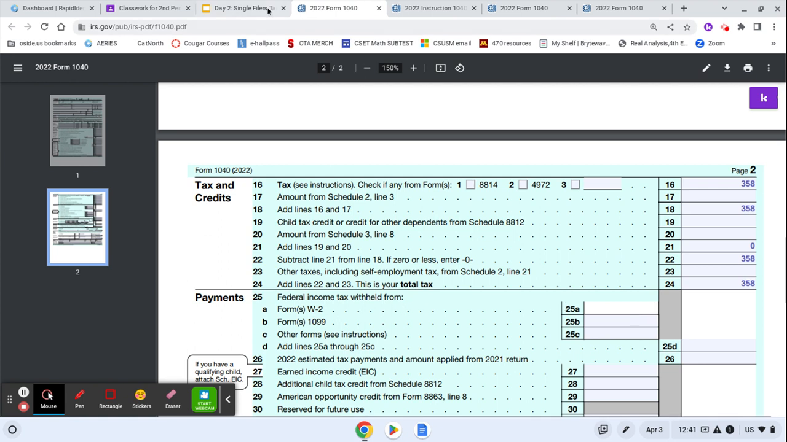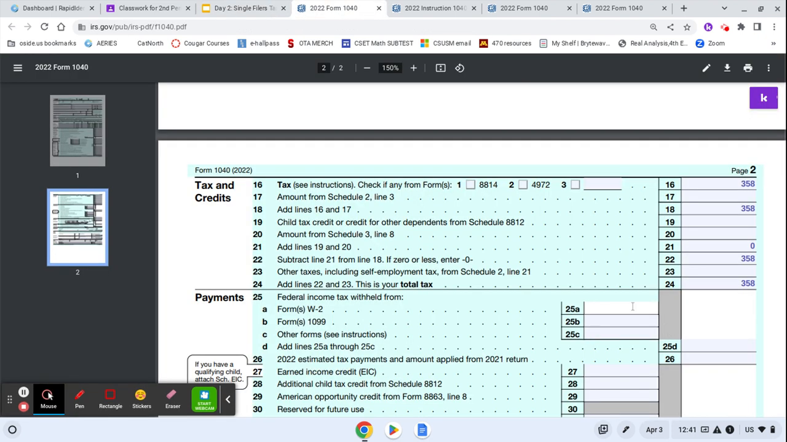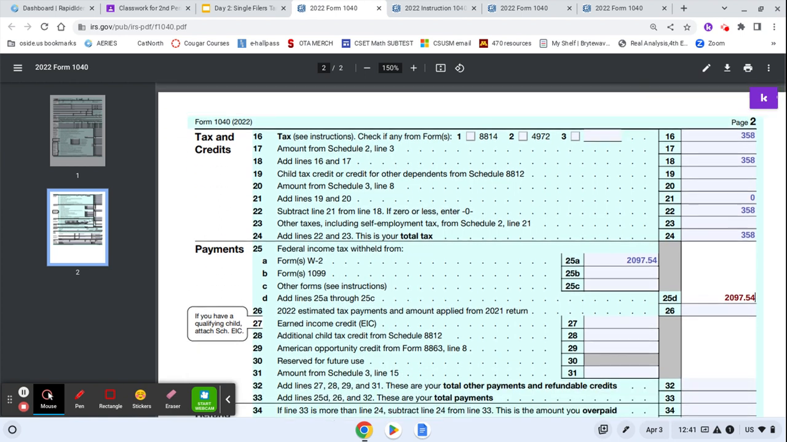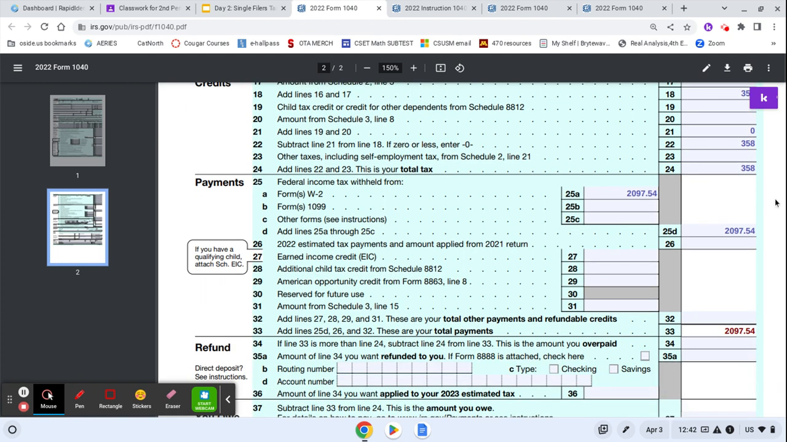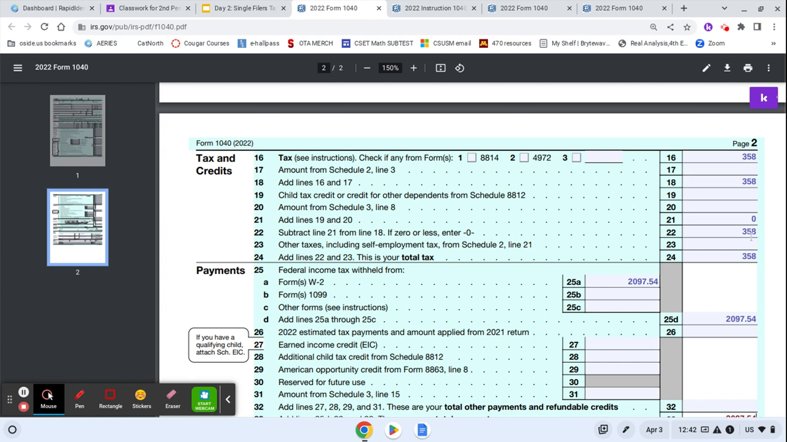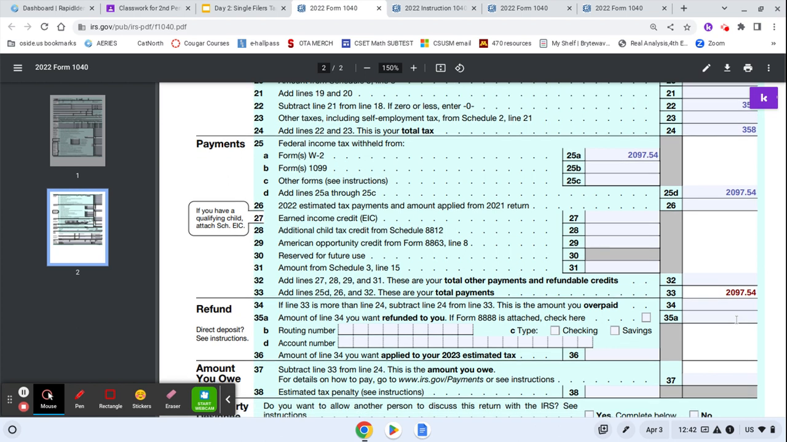Now this line comes from our W-2. I'm going to go back and see how much tax was withheld, and I see that it's $2,097.54. So again, where did that come from? It came from the federal tax withheld box on my W-2. Add that to nothing, so 2097.54 shows up again. And again, when I don't have any of these other lines. And so the same number 358 shows up here a lot of times. The same number, my amount withheld, shows up 3 times.